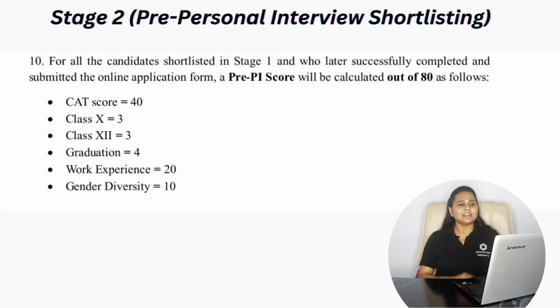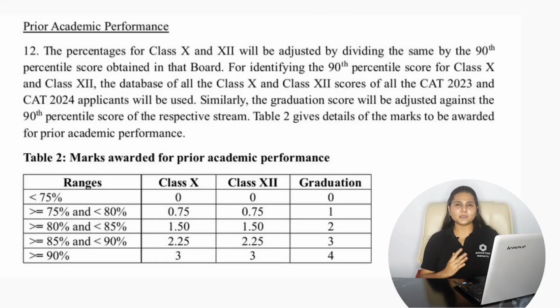If we consider the application rating score on the basis of the range of marks you have in your class 10th, 12th and graduation, if your percentage is more than 90, then there is 3 application rating score for class 10th, 12th and 4 for the graduation. If it ranges between 85 to 90, there is 2.25 rating score for the class 10th and 12th and 3 for the graduation.